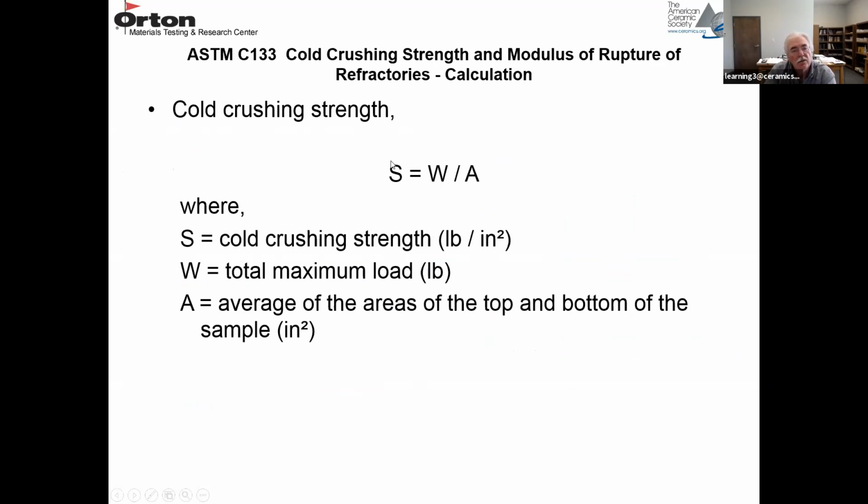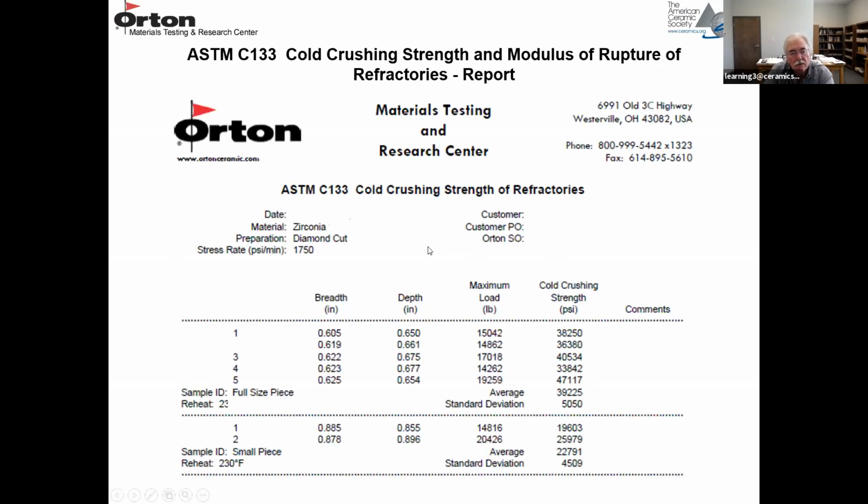You calculate the cold crushing strength S, and this is in pounds per inch squared. You just have the load W in pounds divided by the area of the sample, A. And you can average the top and bottom surfaces and get the area that way. So a very simple test. And here's a report for a zirconia sample.